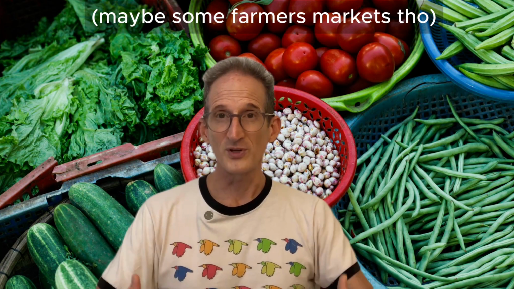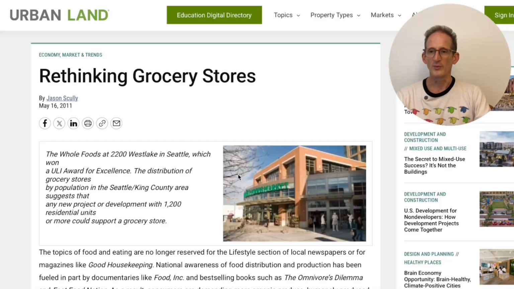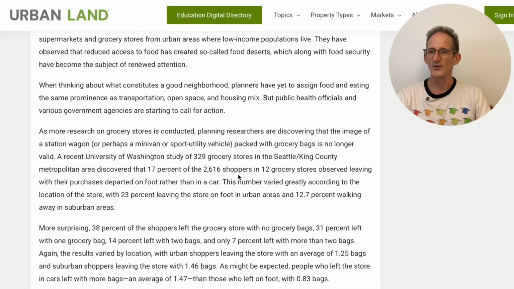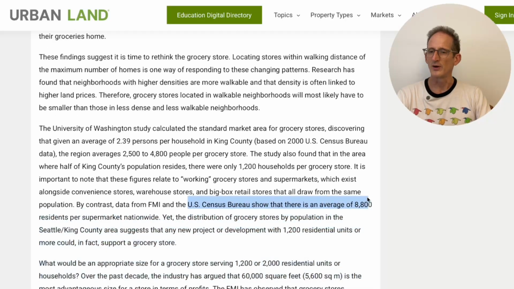But for the purpose of figuring out the density sweet spot of grocery stores, I dug around a bit and found this article by the Urban Land Institute that pointed out that according to the U.S. Census Bureau, there's an average of 8,800 residents per supermarket nationwide, and they think that that number could be much smaller. So for my models, I just plug the number 8,000 in, and we'll see how that shakes out. In fact, let's do it now.